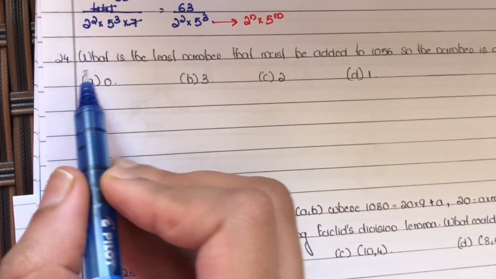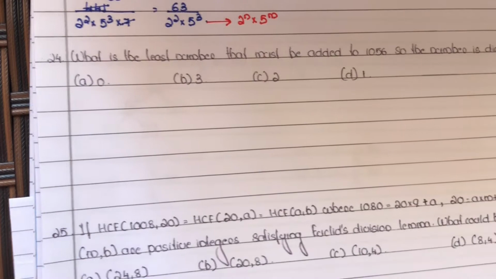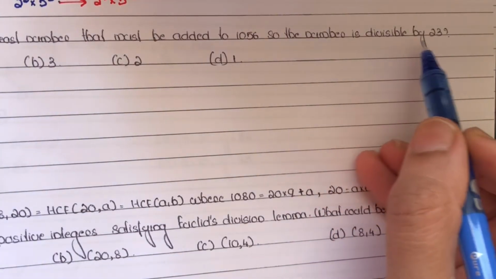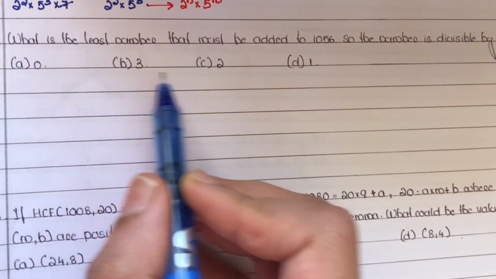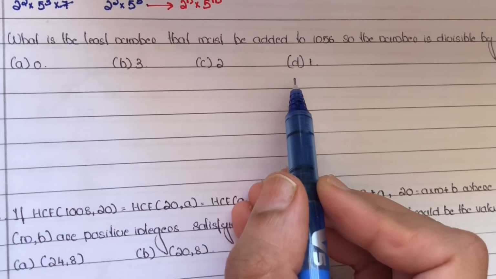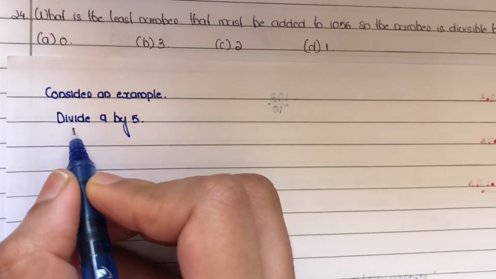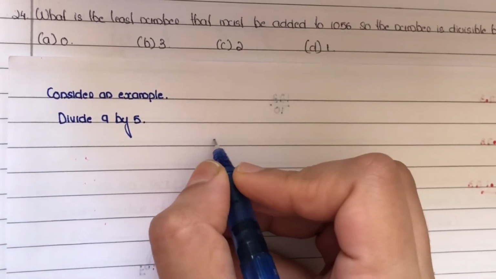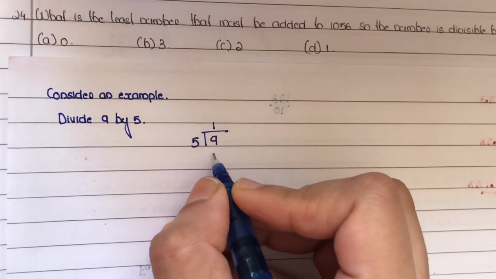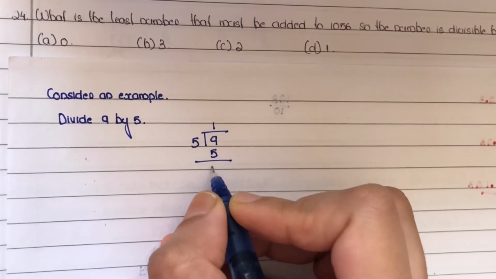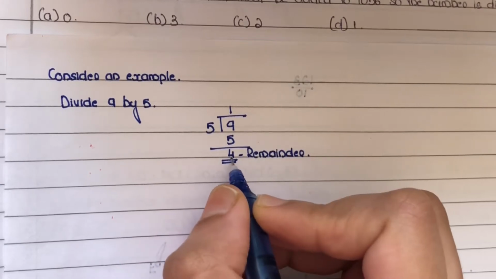Question number 24. What is the least number that must be added to 1056 so that the number is divisible by 23? Option A, 0; option B, 3; option C, 2; option D, 1. Before doing this, consider a simple example: divide 9 by 5. That is 9 divided by 5, quotient 1, remainder 4. Here the remainder is equal to 4.